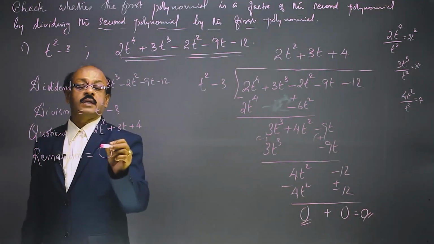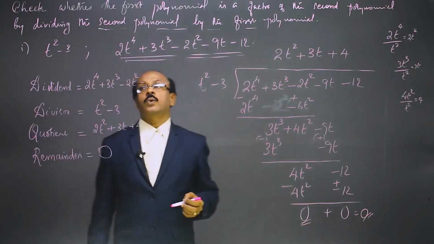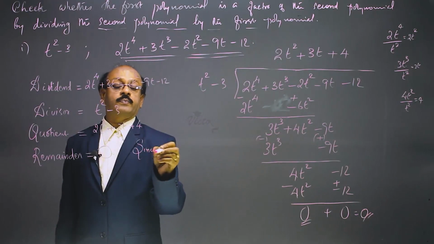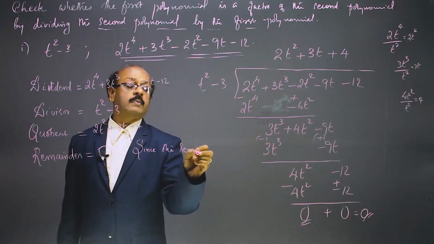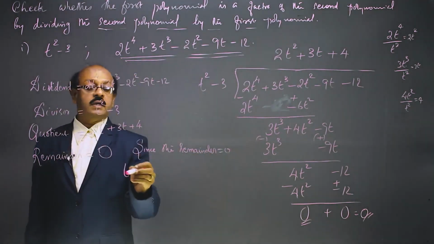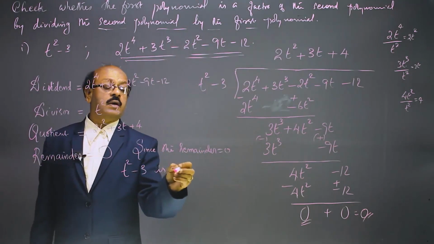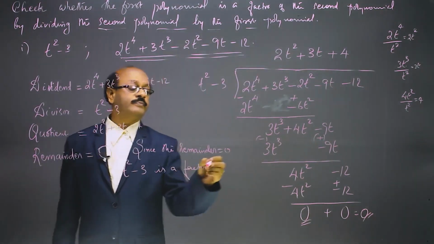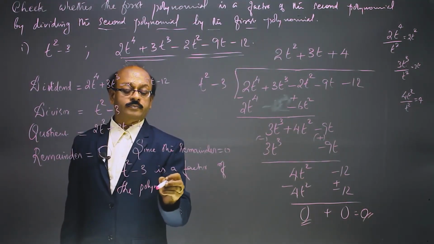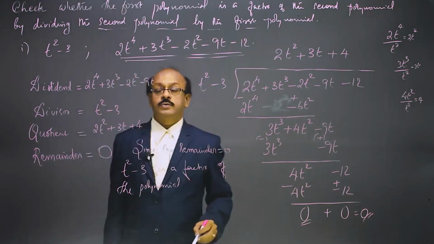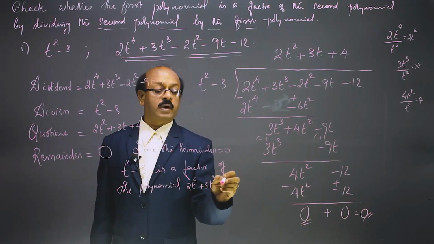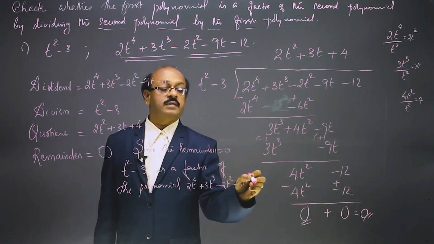The remainder we are obtaining is 0. Since the remainder is 0, t square minus 3 is a factor of the polynomial 2t raised to 4 plus 3t cube minus 2t square minus 9t minus 12.